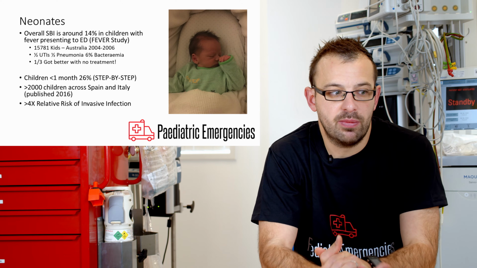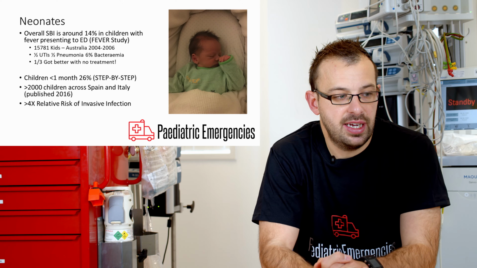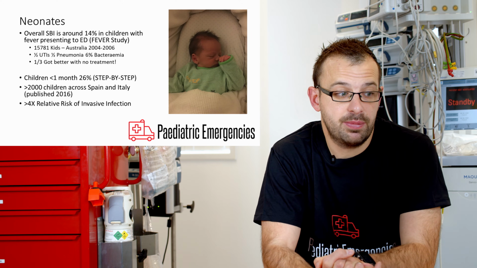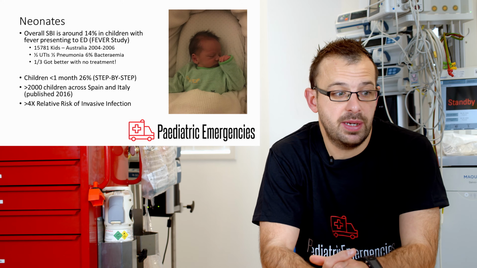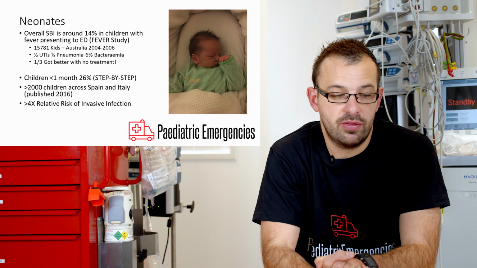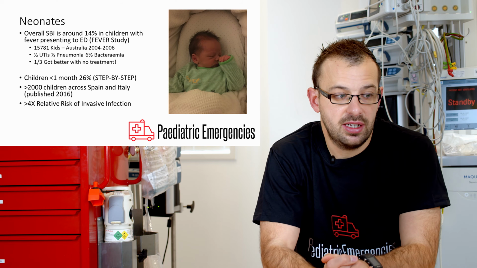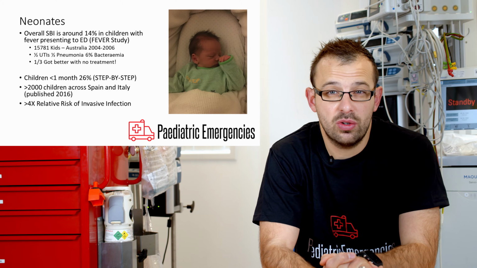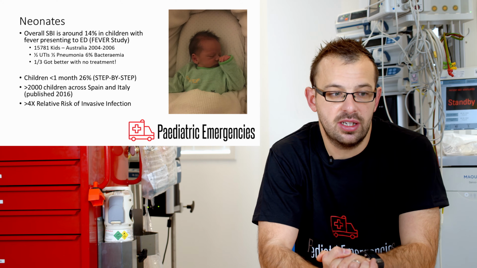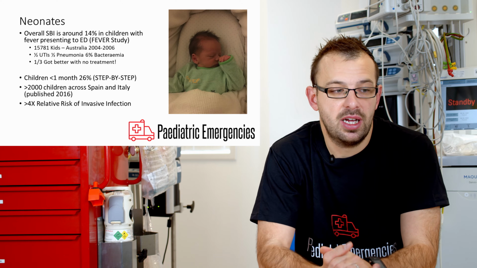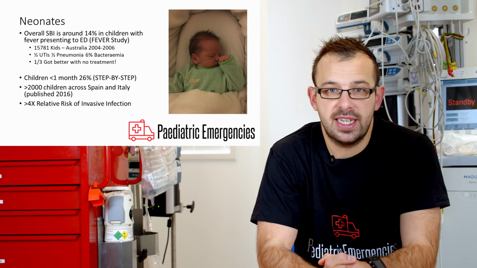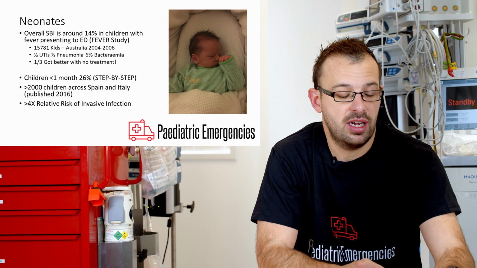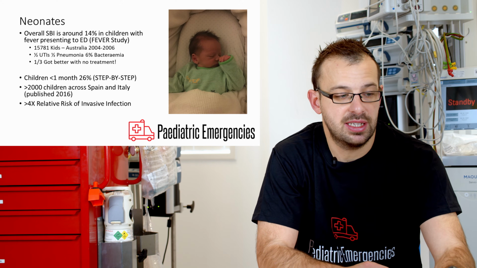Let's look at children under a month. So we've taken quite a high estimate. If we take children under a month, probably some of the best data comes from the Spanish group and the step-by-step study, which was 2,000 children across Spain and Italy from 2015, 2016. And they had a 26% likelihood of serious infection, 4 times the risk of invasive infection. So even against pretty high estimates in older children, neonates are still far higher risk. So that's one of the first things. Children under a month are very high risk, particularly if they're presenting with a febrile illness.